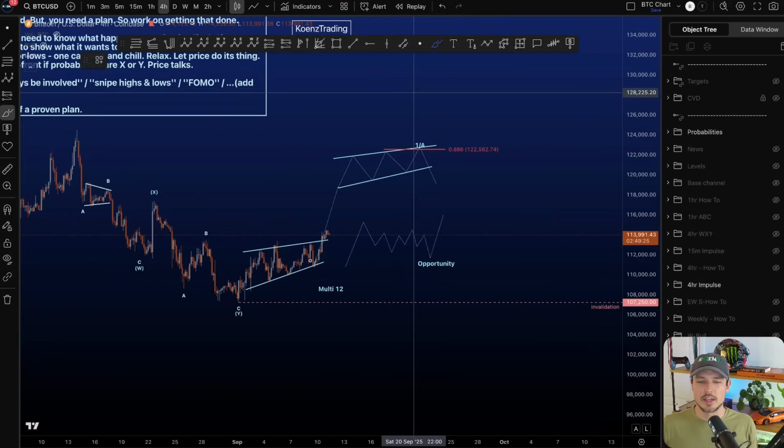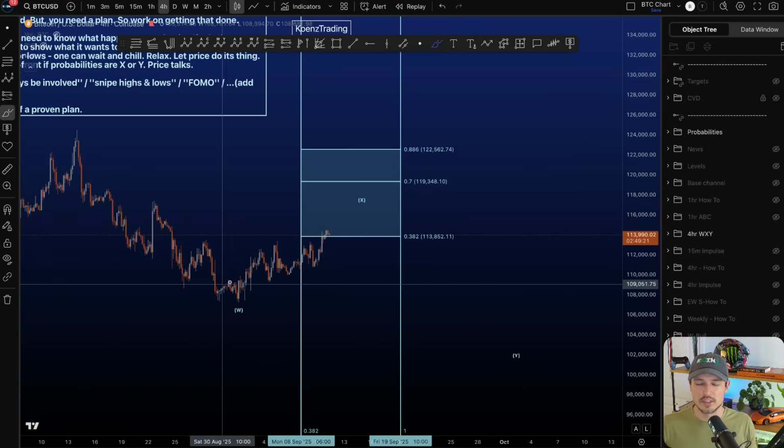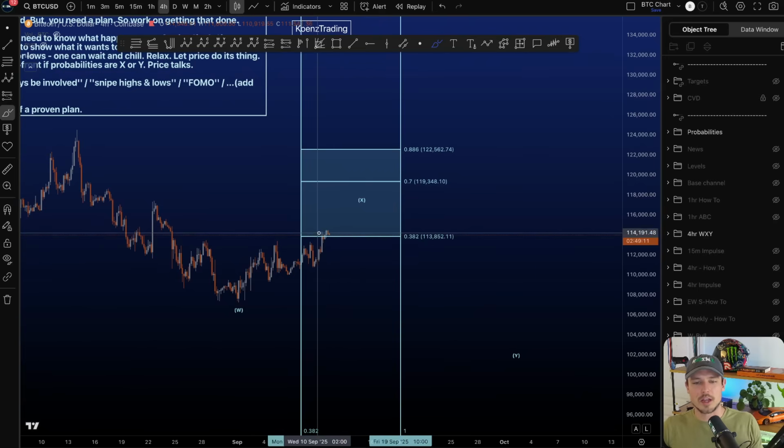Now, I have to say, when I look at this structure, I would personally give more preference to the WXY and another low at a later stage compared to the bullish option. But from a trading point of view, it doesn't matter because I'm not aiming to snipe the end of an X. I'm in a long and I look to take profits at areas of resistance.